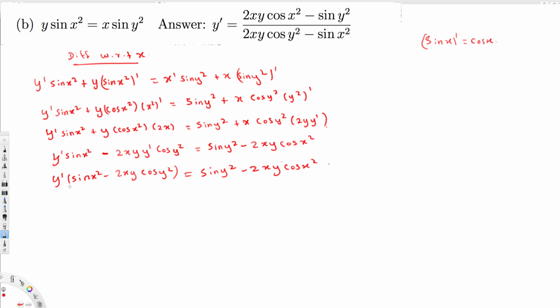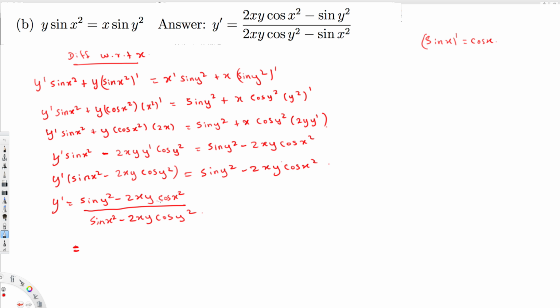Now to find the y prime, I can bring this one to the other side, so y prime will be alone here. So y prime is equal to sine y square minus 2xy cos x square over sine x square minus 2xy cos y square. So this is the final answer. You can leave it as it is like this, or if you want to bring this one to the front, you can rearrange it also.